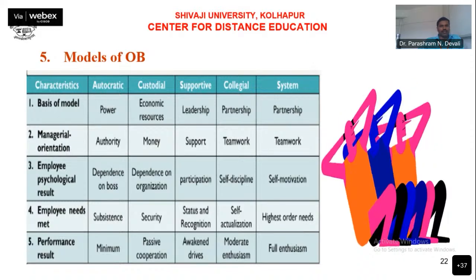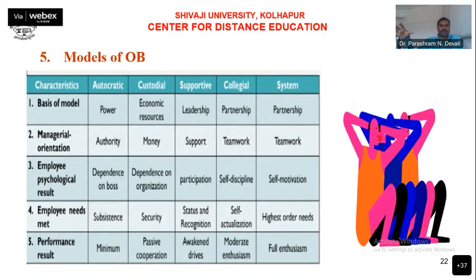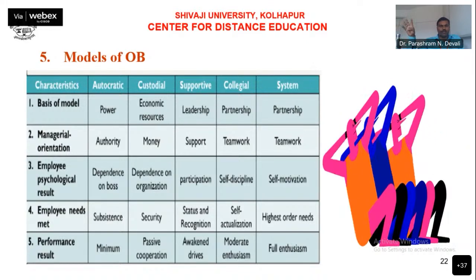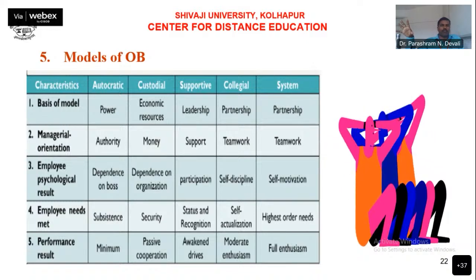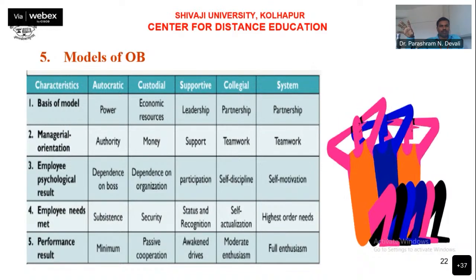Means we may protect the organization. We may take care, we may provide security to our stakeholders. Passive cooperation is there when we think of custodial model.